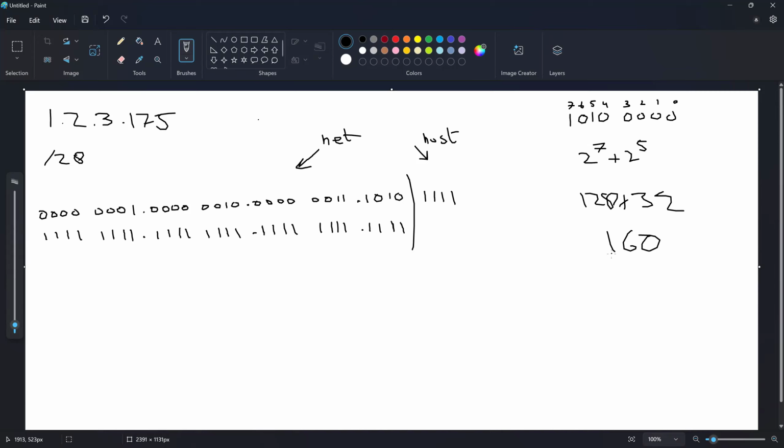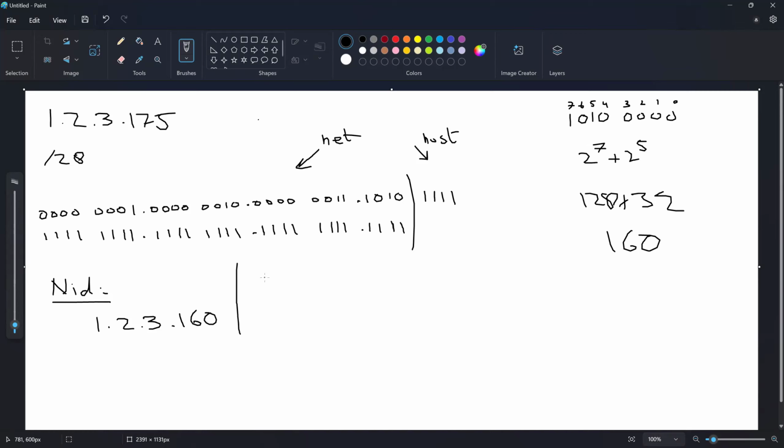So this is row 4, right? Let me just confirm with my work. Yep, this is row 4. Network ID is 160, so 160 is the final octet. Just to confirm, we'll write the network ID: the first octets are 1.2.3 and the last octet is 160. So now we'll have to find the last host.